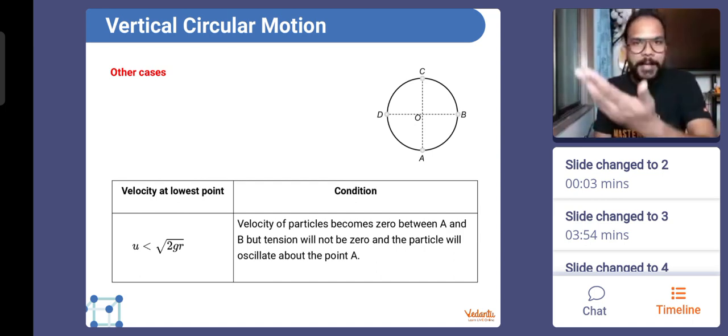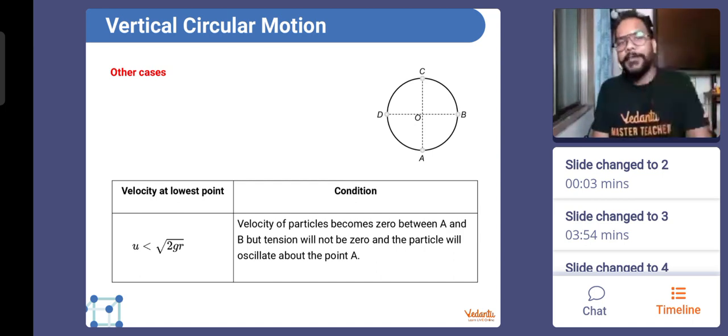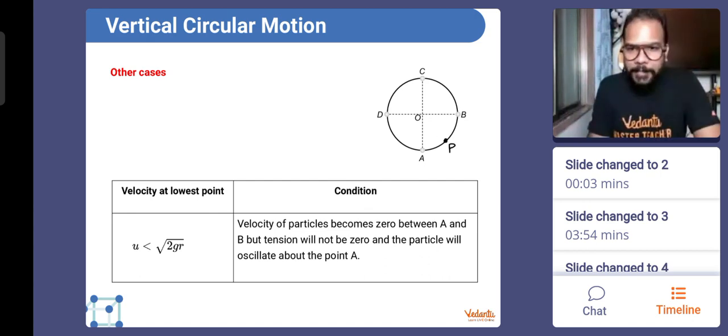Under root 2 rg was required to take the body to B. Now the body will not even reach B because you have given it a velocity which is not even sufficient to take it to B. So the body will reach somewhere here and stop and will start oscillating. The velocity of the particle becomes zero between A and B, but the tension does not become zero, and the particle will oscillate about point O, like this. It will go like this.